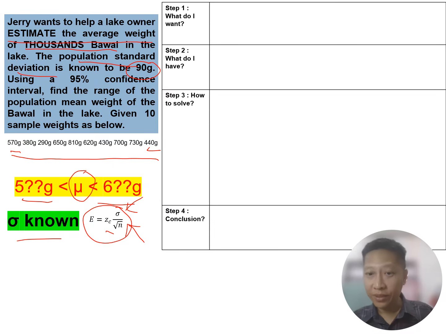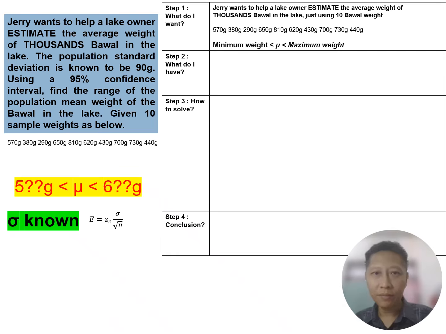We're going to follow 4 big steps to get the conclusion. The first step is, what do I want? The second step is, what do I have? What information, what numbers, and what formula do I have? The third one, combine these formulas and numbers, how to solve. And the last one, what will be the conclusion?